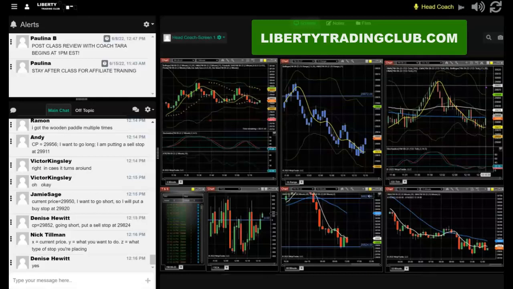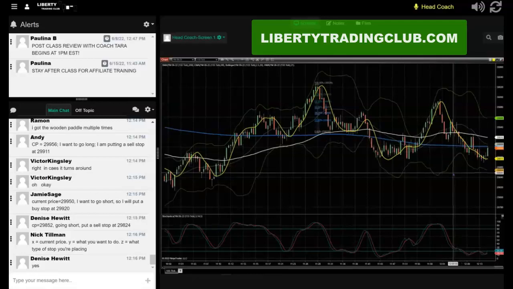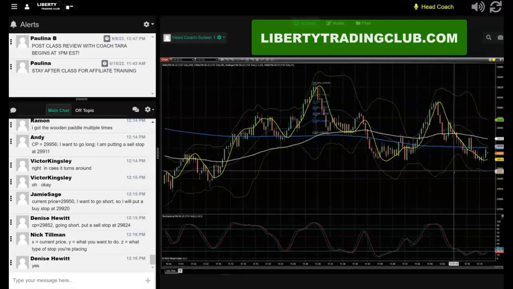Here, let me show you. Current price means you're looking at this chart for the current price. This is the current price. 852, look guys. What month are you trading?